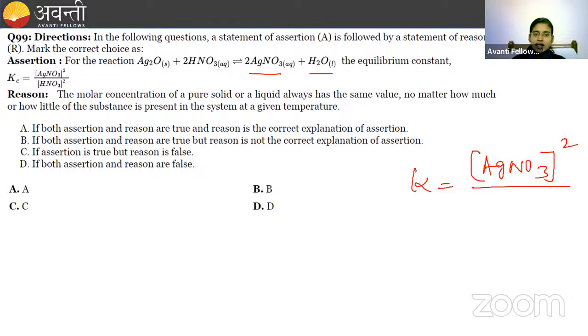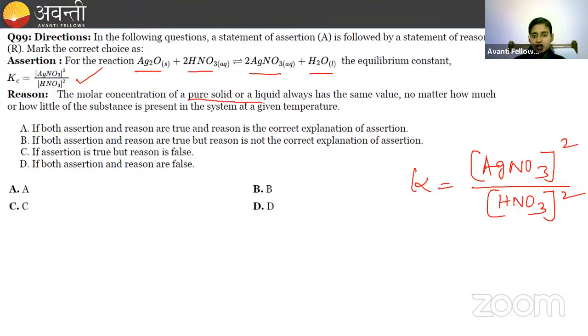We have two reactants. So one reactant is in solid state. Again, for solid, the concentration will be 1. Okay, so solid and liquid will have the same value. So we will not consider that, and we will consider only the HNO3 concentration, and its stoichiometric coefficient is also 2. So are we getting this? Yeah, we are getting the same equilibrium constant relation here. So assertion is correct.